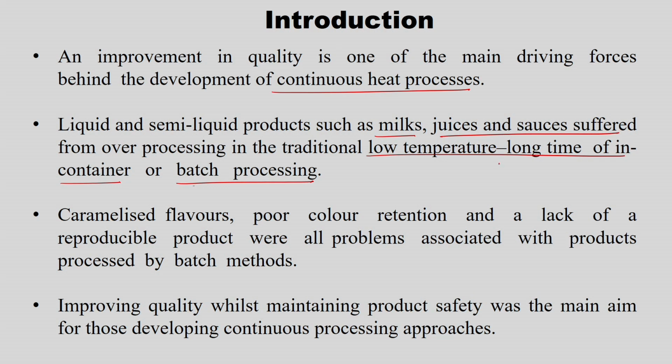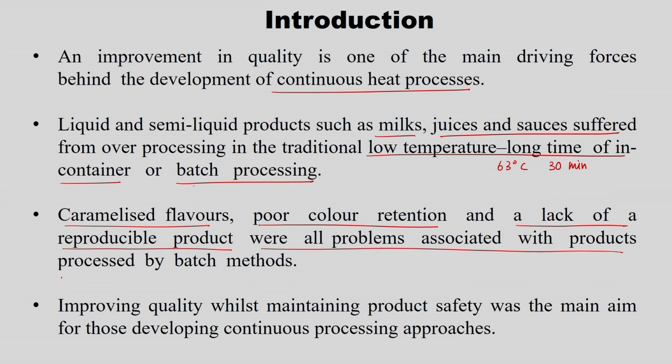For example, if you see the temperature for the pasteurization, 63 degrees centigrade for about 30 minutes. So, this causes the over processing, due to which the continuous process came into existence. Caramelized flavors, poor color retention and a lack of a reproducible product were all the problems associated with the products processed by batch method. So, to overcome these disadvantages, and to keep product safety in mind, the continuous processing approaches were developed.